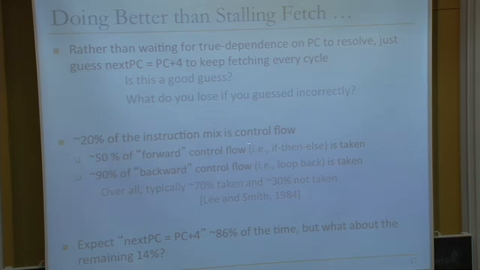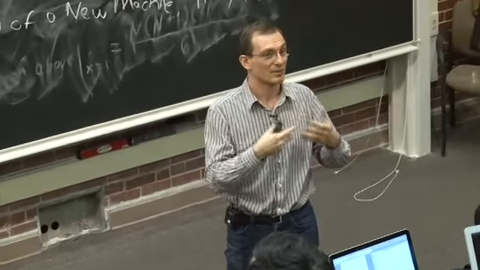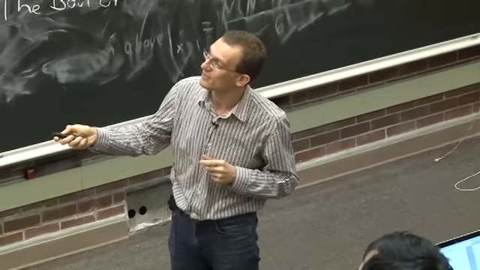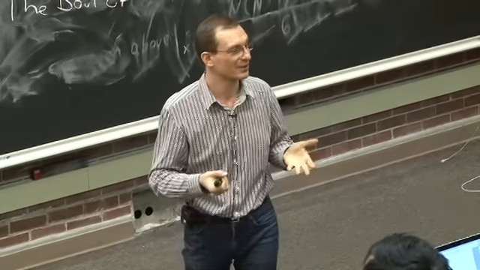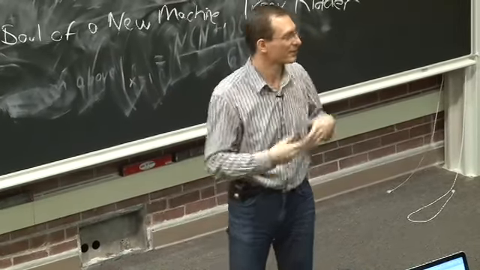And if you look at some statistics that people have collected over years, for the control flow instructions, this number changes depending on the application, but typically 70% of them are taken and 30% of them are not taken, which means that 30% of 20% is 6% overall, right? So 6% of the time, the next instruction is again PC plus 4. So 86% of the time, the next program counter is really PC plus 4. So it's a very good idea to guess that the next program counter will be PC plus 4.